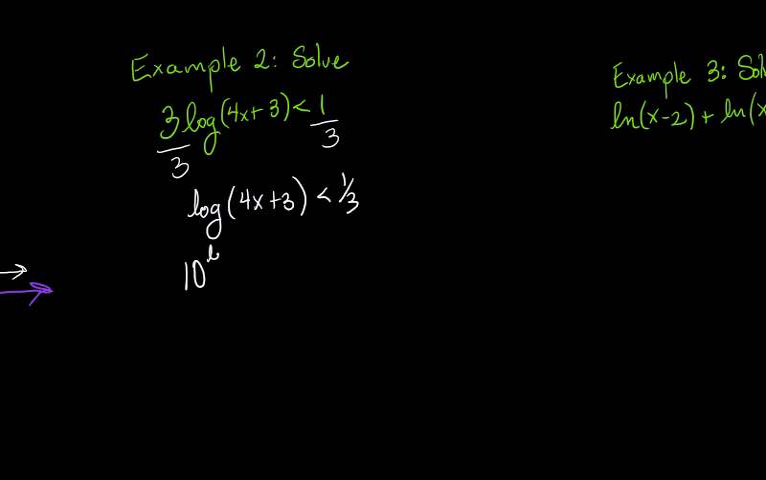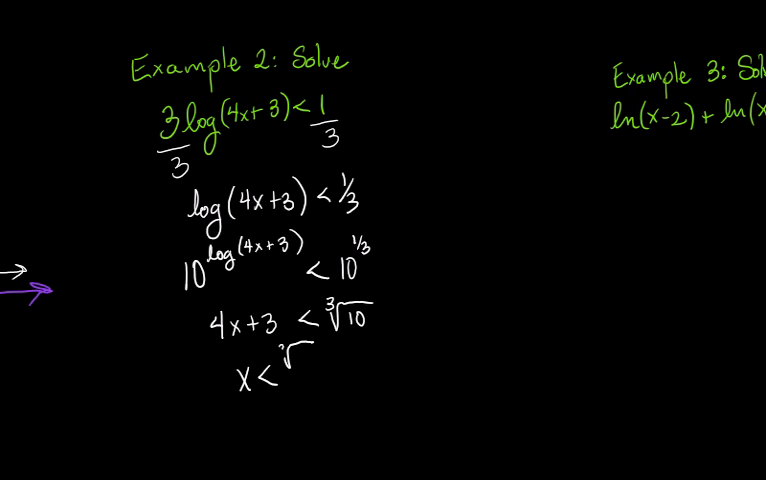So 10 to the log base 10 of 4x plus 3 is less than 10 to the 1/3 power, which is the same as a cube root. So we'll have 4x plus 3 is less than, and I'm going to write it as the cube root of 10. All right? And so now we're going to get x alone. So if everybody's with me, I would get x is less than the cube root of 10 minus 3, and then all of that would be divided by 4.